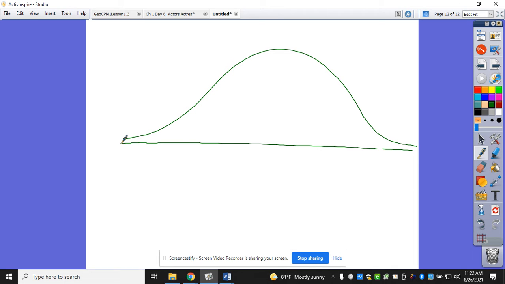All right, so it is symmetrical. So this is the what of the graph? Mean.